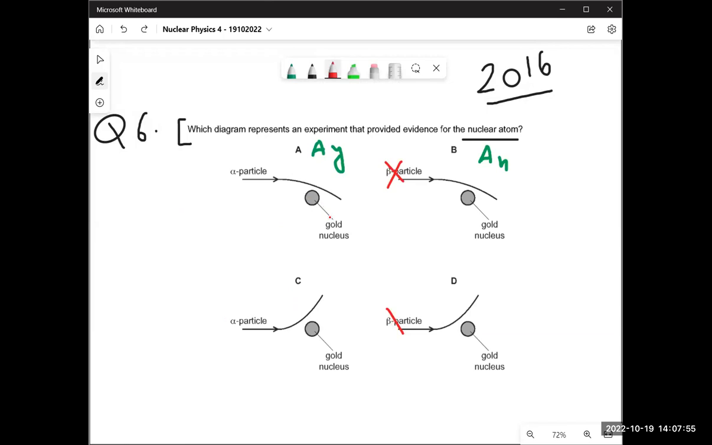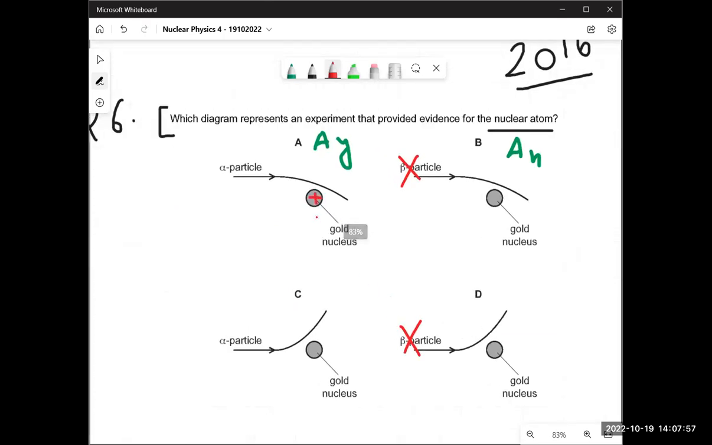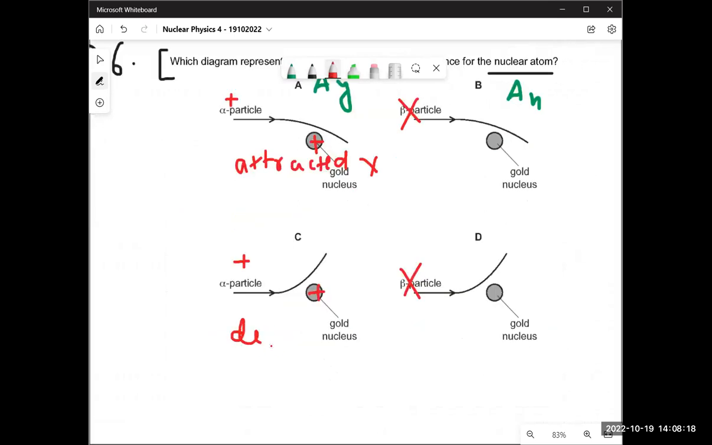I realize over here that this one must be positive. The nucleus is positive, and the alpha particle is also positive. That will not be attracted like in this case, where it's attracted. So that means this is wrong. And over here it's deflected. What we realize is the alpha particles are not attracted but deflected, since like charges repel. Any questions?